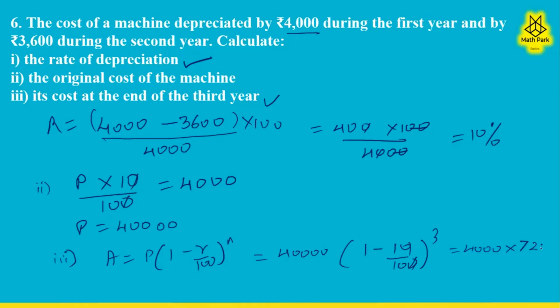which is 729, divided by 1,000. And 729, this is 40,000. So 40,000, with this 1,000, 3 zeros get cut. 729 multiplied by 40, we get rupees 29,160 was the cost of the machine at the end of the third year.